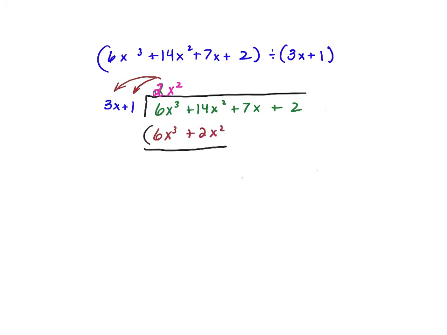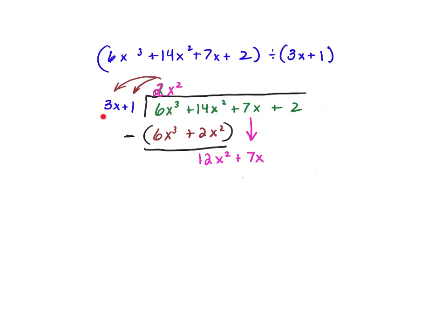We draw a line, put parentheses, and now we subtract. So this reads as 6x cubed minus 6x cubed. That's 0. And the next one reads 14x squareds take away 2x squareds. So that's going to leave us with 12x squareds. And then we bring down the next term.